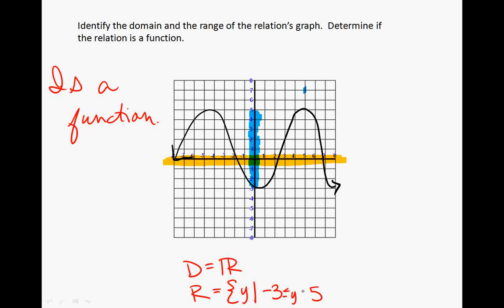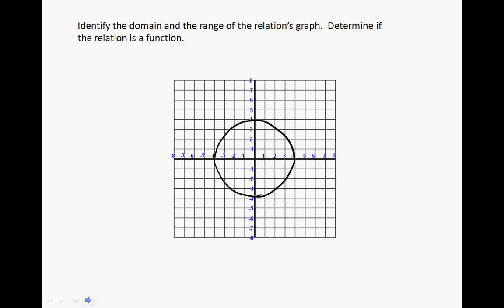And then I like to fill in with my inequality signs and then close out my brackets. So this interval means that y is anything from -3 to +5. Let's try that again. Here's a graph. Press pause. I want you to determine if it's a function, and I want you to determine its domain and range.